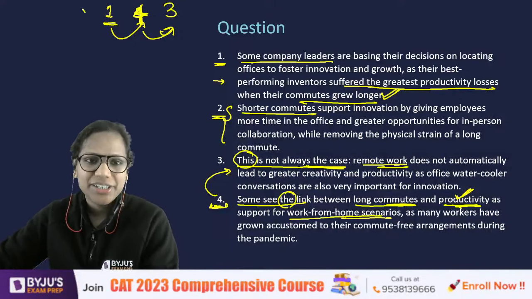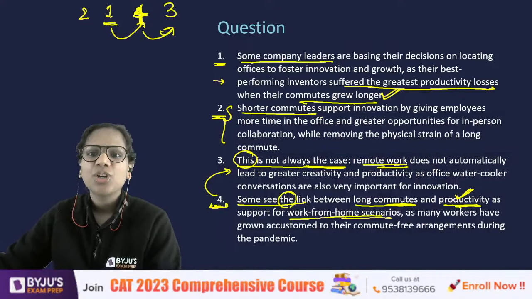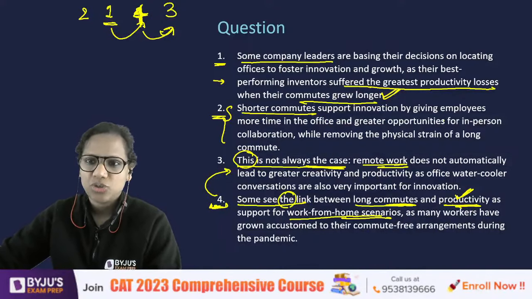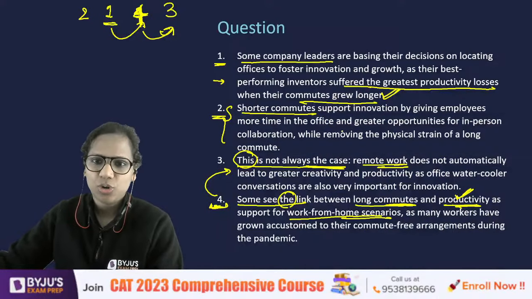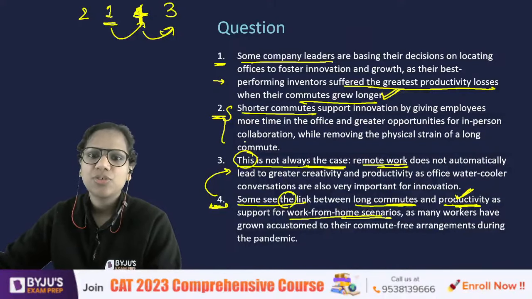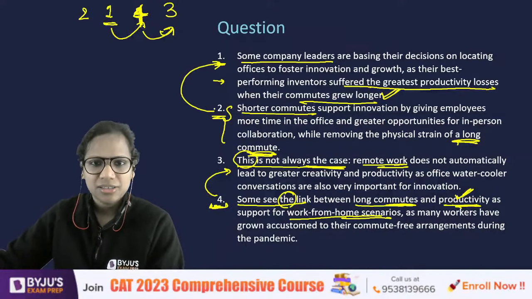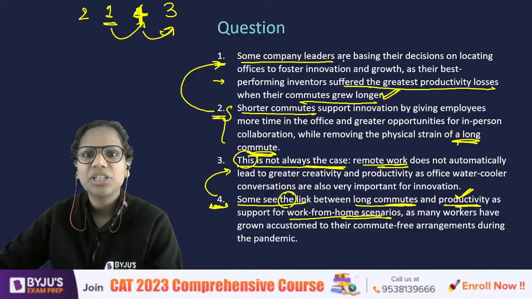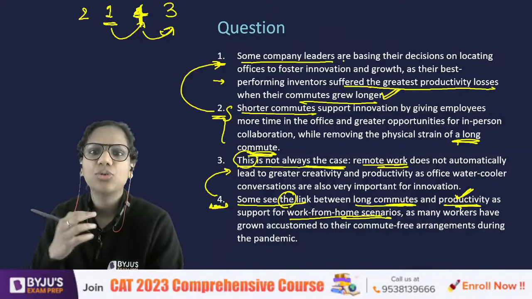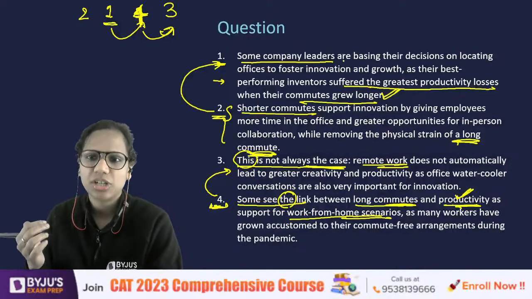So, indeed, 2 is the opening sentence here. Shorter commutes support innovation by giving employees more time in the office and greater opportunities for in-person collaboration, while removing the physical strain of a long commute. Right. So that is the reason that some company leaders are now basing their decisions on locating offices to foster innovation and growth.